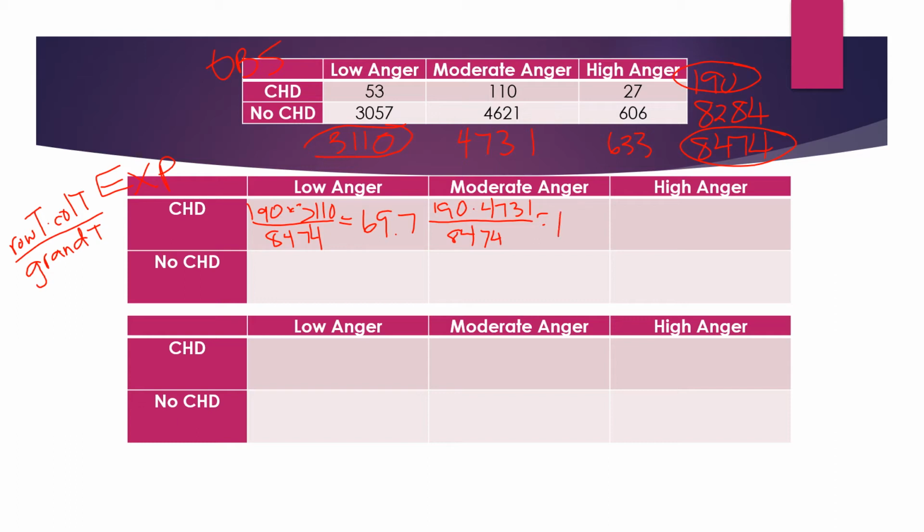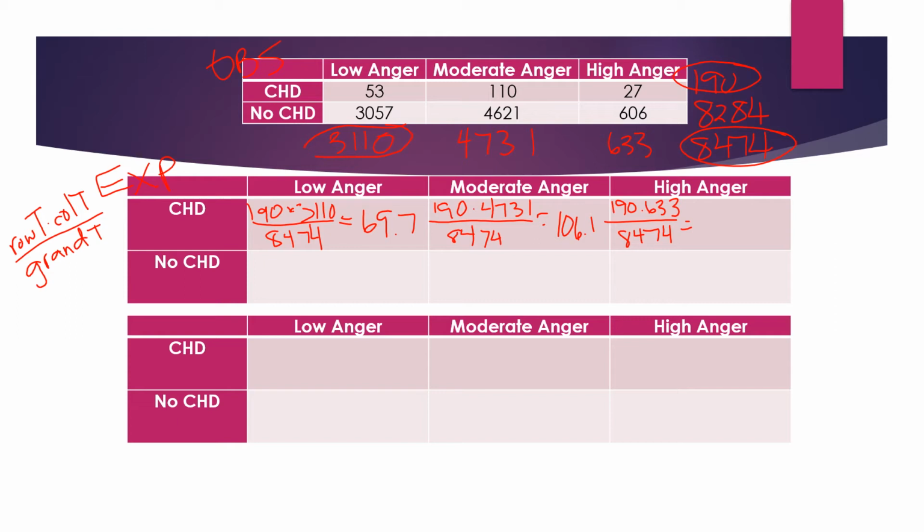So we would expect 106.1 people in this category. All right, now we're going to keep going all the way across. So for high anger, the whole row is 190 people with heart disease times 633 people with high anger out of 8,474. I'm going to go back and calculate those when I can just type stuff in my calculator quickly.